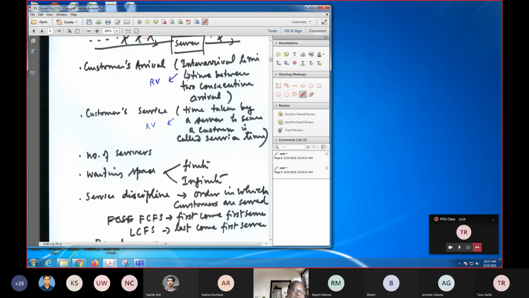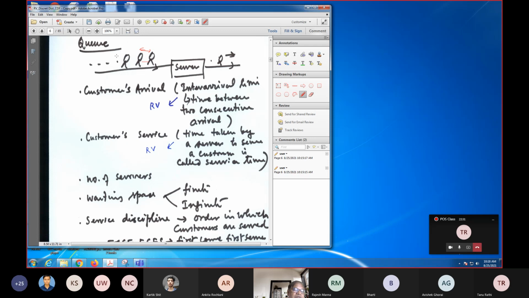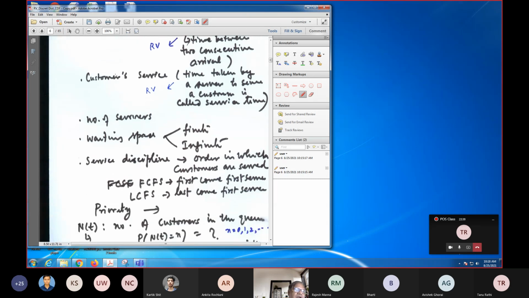But there are places where the waiting space is finite, meaning after a certain number of customers, the other customers are turned away. Say, for example, in front of a doctor's chamber. The doctor may be keeping a room for at most 10 customers. So beyond 10, if somebody arrives, he will be turned away.